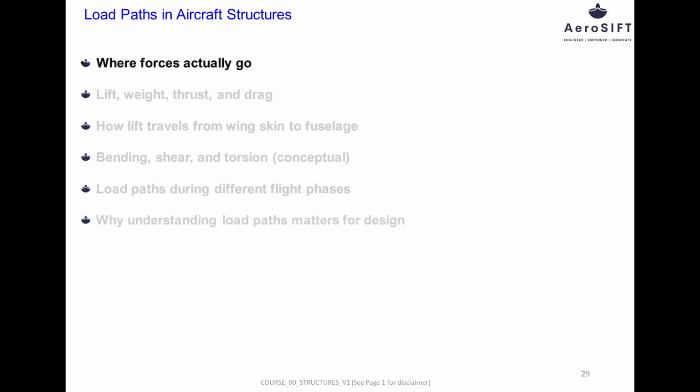Aircraft structures exist to guide forces safely, not to simply resist them. Every force acting on an aircraft, whether from the air, the ground, or internal systems, must travel through a defined load path made up of skins, spars, frames, stiffeners, and joints. Loads never disappear. They flow continuously through the structure until they are balanced by opposing forces or safely absorbed.